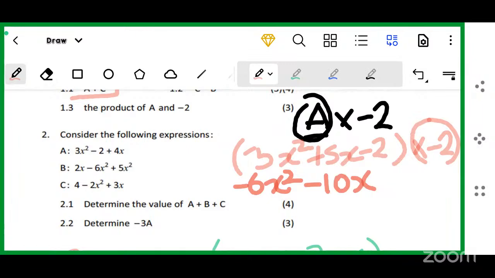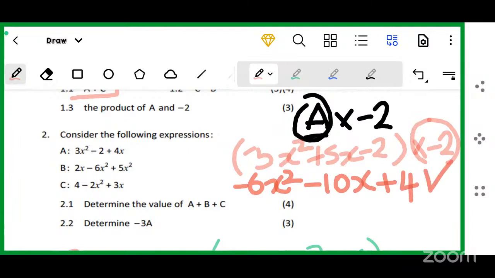Ma'am, wouldn't it be negative 2 times negative 2 equals positive 2? Think through the answer there. Negative 2 times negative 2 equals positive 4. Perfect. So you can have your positive 4. So this one is correct.